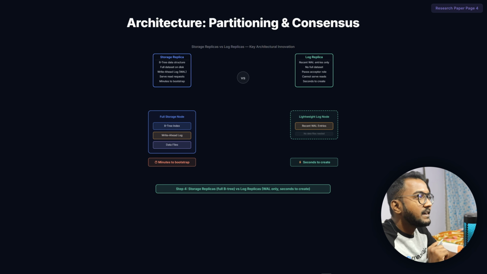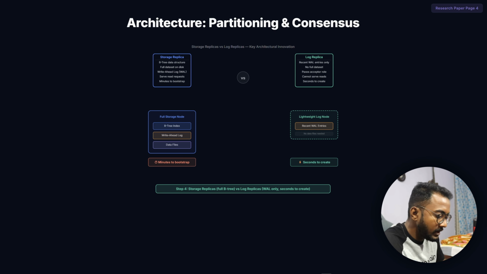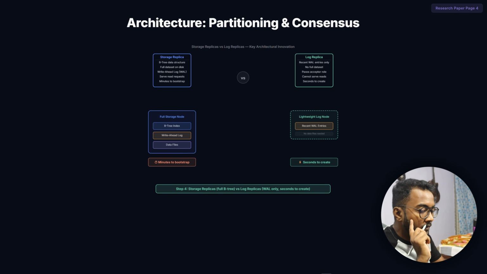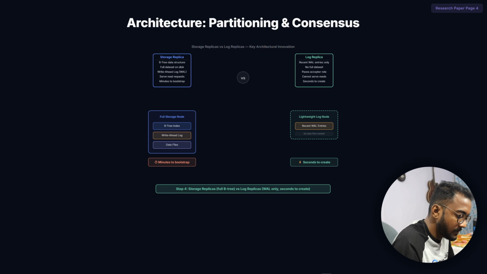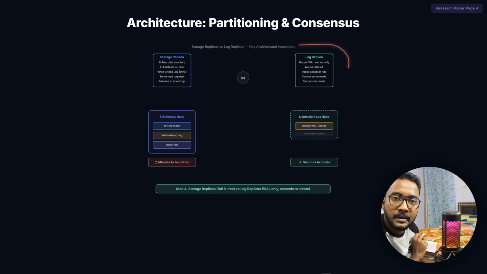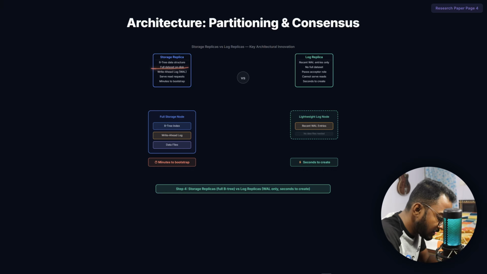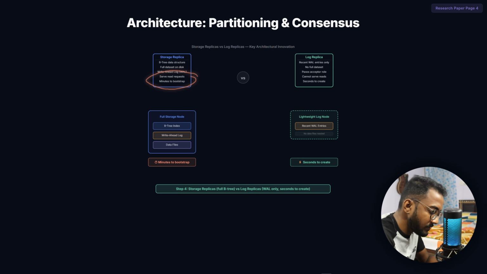Now, one more interesting thing: not every replica has to hold the entire B tree. There is a concept of a log replica as well that I will explain to you. We have a storage replica and we have a log replica. A storage replica has the B tree data structure. It has the full data set on disk. It has the write ahead log, and it can serve read requests as well.